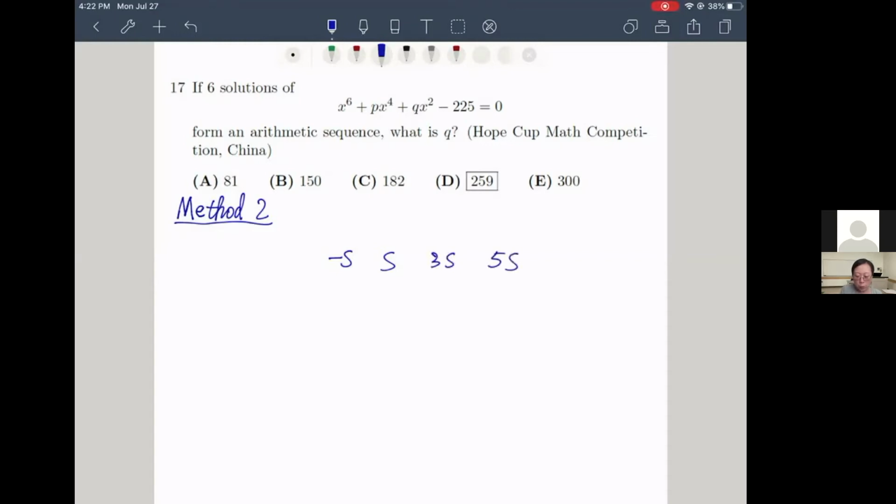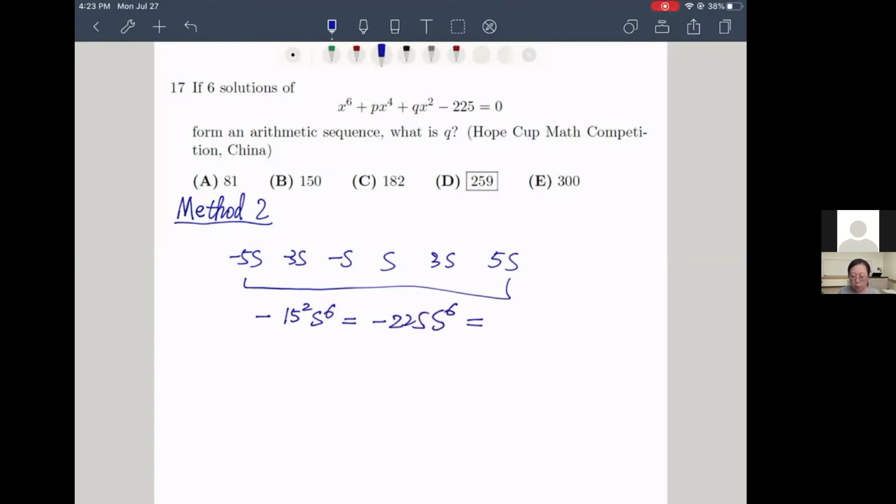And on this side we have negative 3s and negative 5s. Now let's use the Vieta formula for the product of the roots. If we multiply them together, we have negative 15 squared s to the 6th power, which is negative 225 x to the 6th.